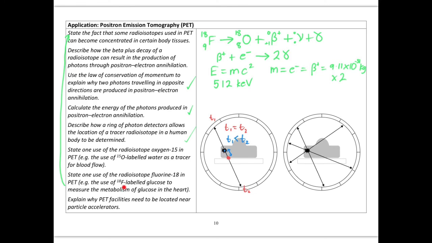I just saw this here, I must admit, normally we talk about PET scanning for tumours. You can also look at how the heart's working by looking at how the heart's using glucose. We tend to often talk about tumours. Final point, explain why PET facilities need to be located near particle accelerators.